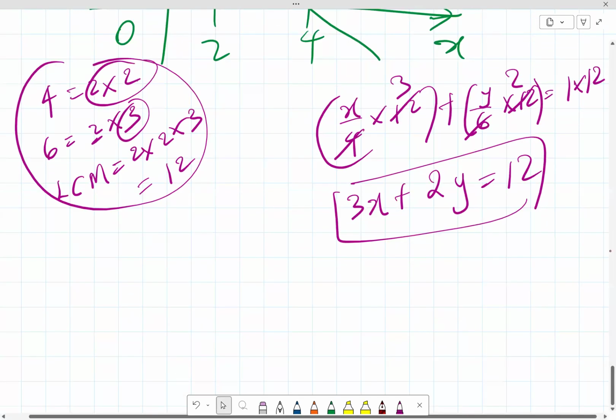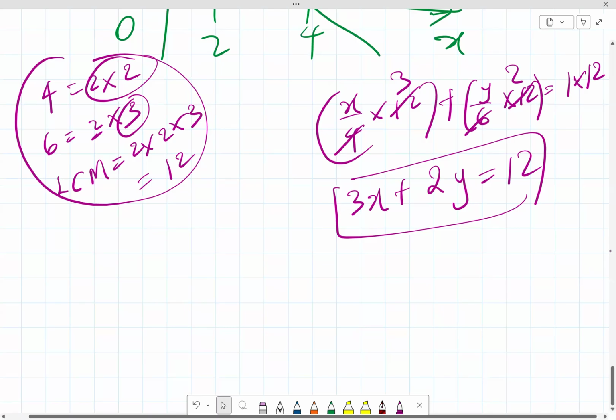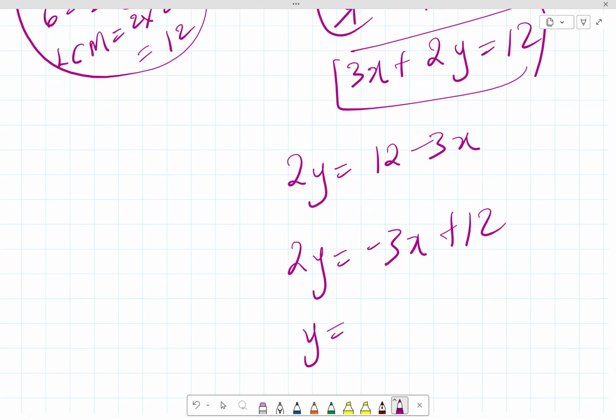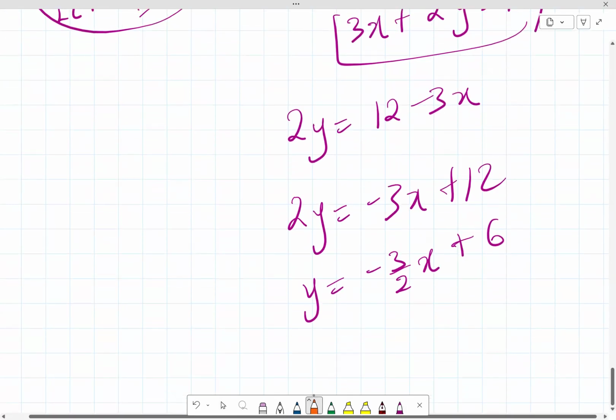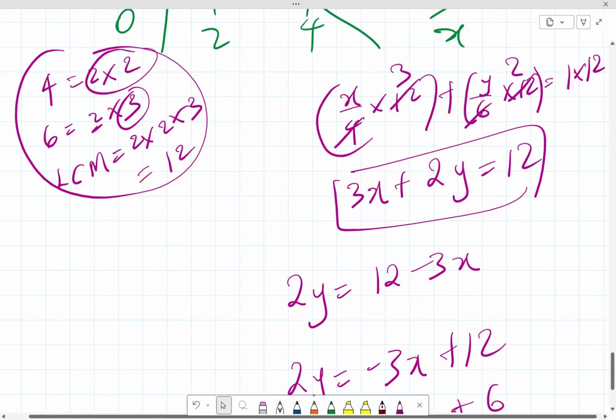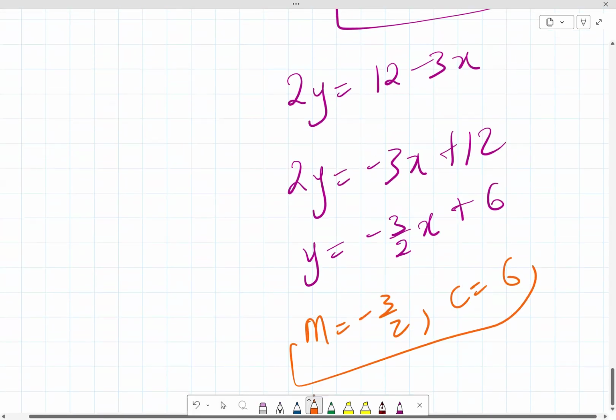But of course, if you want to write it in the y equals mx plus c form, you still have 2y equals 12 minus 3x. All right? Or better still, 2y equals minus 3x plus 12. So if you divide by 2, y is equal to minus 3 over 2 x plus 12 over 2, which is 6. Okay? So here we see that the slope m is minus 3 over 2, and the y-intercept is 6 in this case. Of course, which is correct with what we started with. So that is the intercept form right there for you.